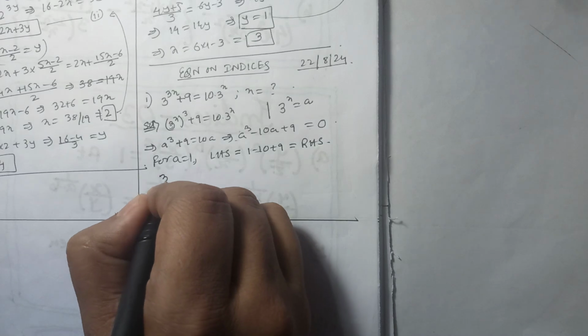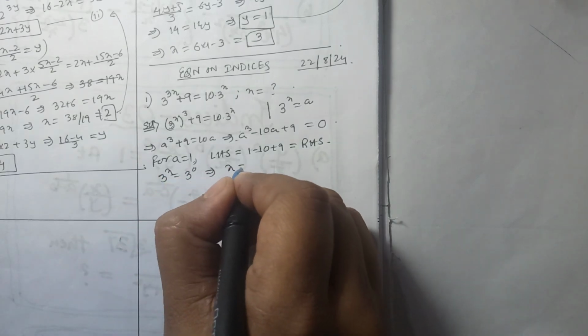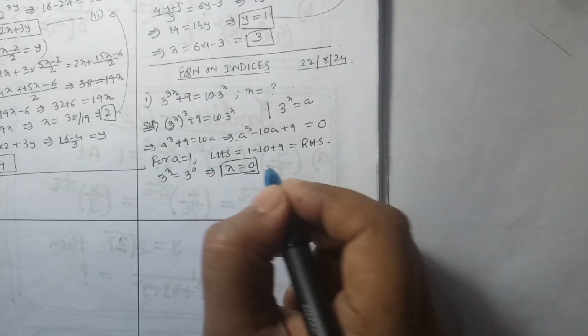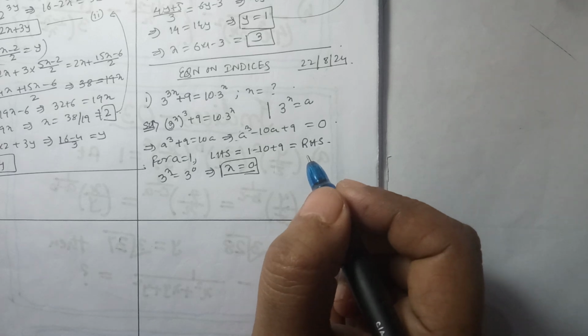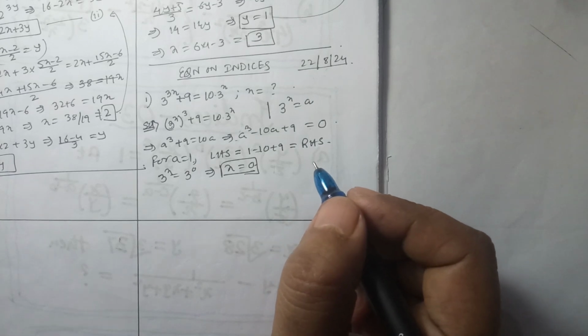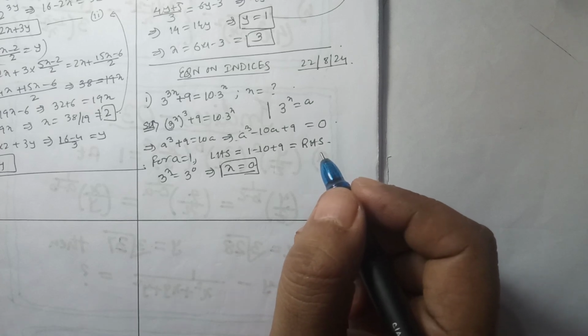What is a? Then x is equal to 0. This is my answer. Fine. Clear? Copy down. This is pretty easy. Copy down fast. Then I move to the next one.